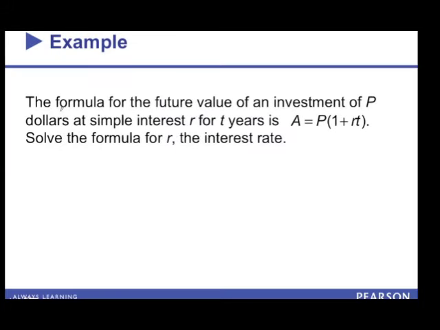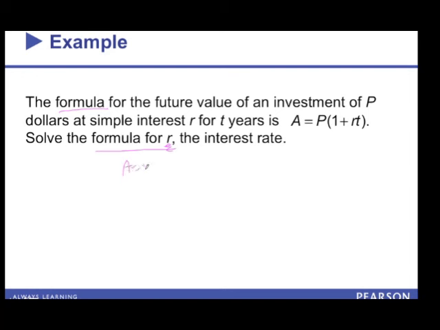Sometimes we have formulas and we want to solve those for a different thing. Now this equation we've got, A equals P times the quantity 1 plus RT, is the future value of an investment of P dollars at simple interest rate R for T years. We're going to solve this for R, the interest rate.